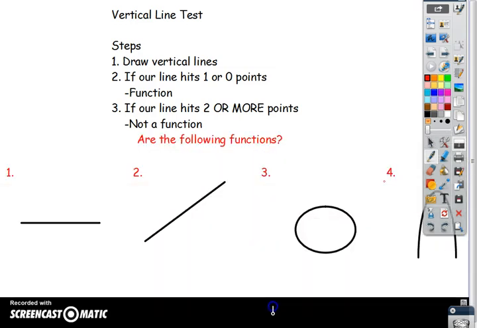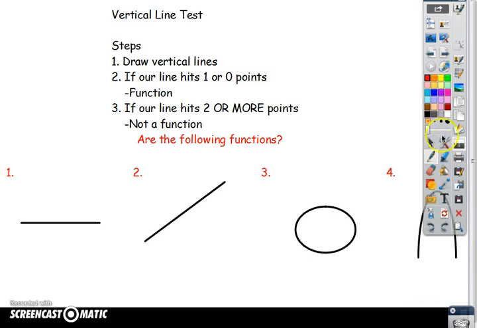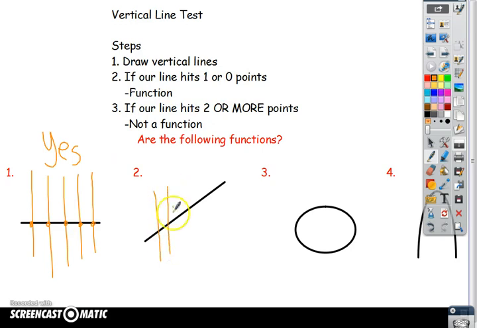So are the following pictures functions? Let's take a look here. I'm going to draw some vertical lines here. This one, every time I draw vertical lines all over the place, I hit 1 point everywhere. So yes, it's a function. Why? Our line hits 1 or no points. That's what that line did. Same here, number 2. Yes, that's also a function. For the same rule, if our line hits 1 or no points, it's a function.